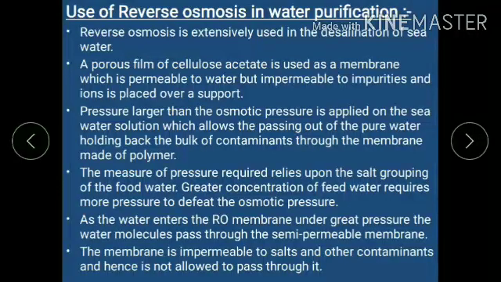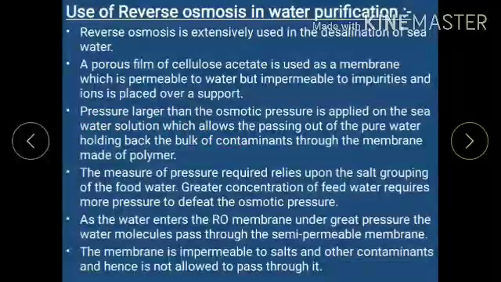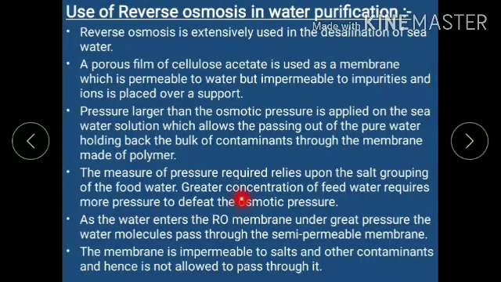For example, we can use a cellulose layer dipped in acetate solution. Pressure larger than the osmotic pressure is applied on the seawater solution, which allows the passing out of pure water, holding back the bulk of the contaminants, through the membrane made of polymer. The pressure required depends upon the salt content of the feed water. Greater concentration of feed water requires more pressure. If the solution contains a high concentration, then it requires more pressure.